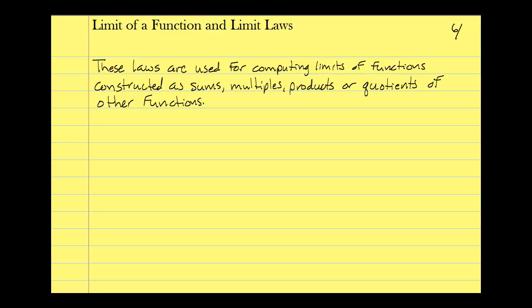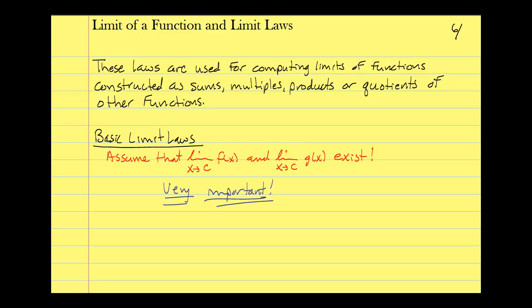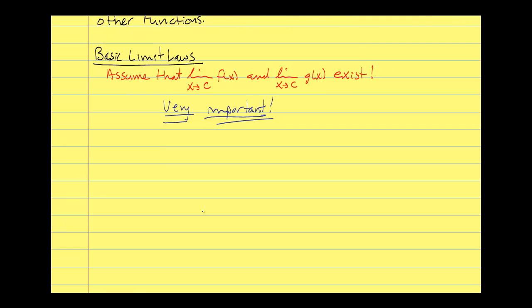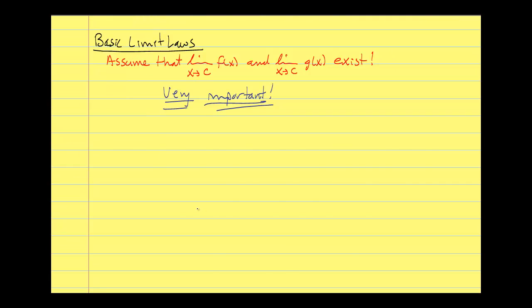Now all these basic limit laws that I'm about to work with assume that the overall limit exists. If the limit DNE, does not exist, then these rules don't necessarily apply. So again, all of these assumptions are the limit of both of the functions f of x and g of x must exist, and this is really important. The first thing that we're going to look at is called the sum law.